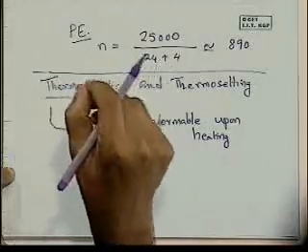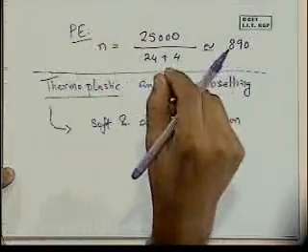And this process is reversible. You cool it down, it hardens. You heat it up, it softens. That's the one that we commonly call plastics.